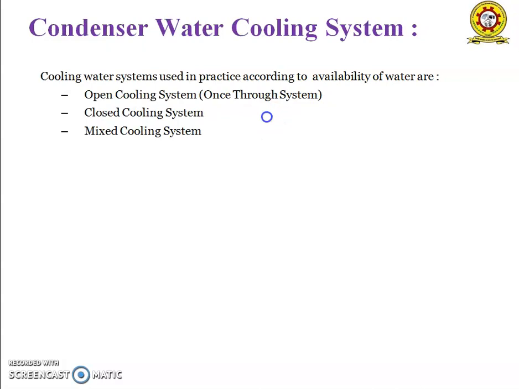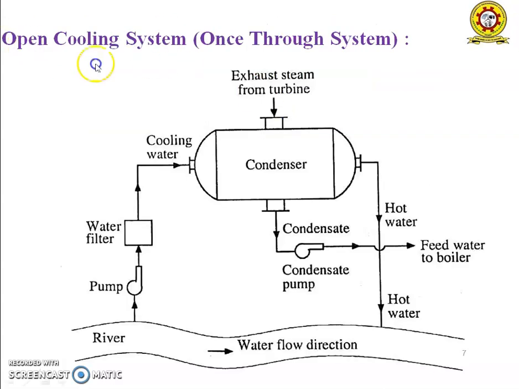Condenser water cooling system. Cooling water systems used in a power plant, according to the availability of the water, are open cooling system or once-through system, closed cooling system and mixed cooling systems. In that, first one is open cooling system. The exhaust steam from the turbine is sent into the condenser. The purpose of the condenser is to cool the steam. For cooling of the steam, we need the cooling water.